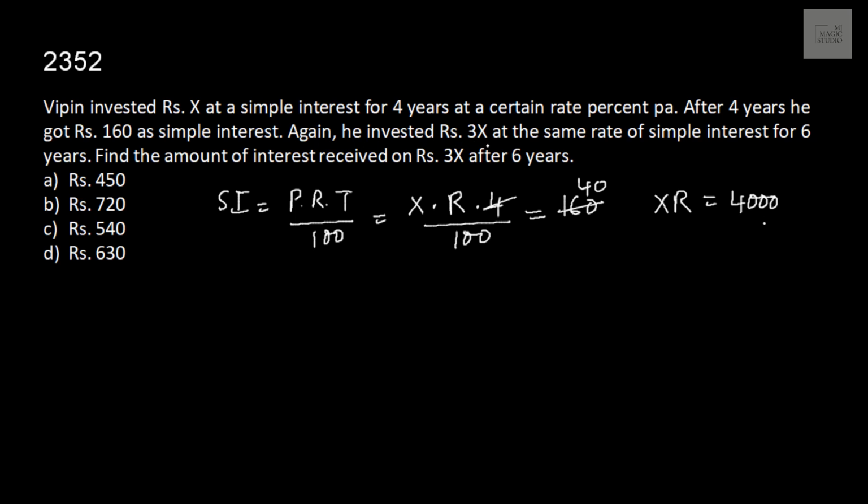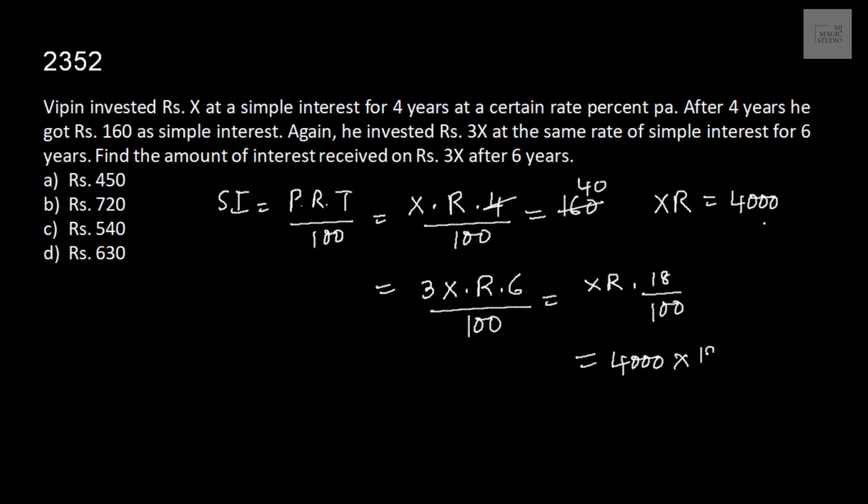Again, he invested rupees 3X at the same rate of simple interest for 6 years. Find the amount of interest received on rupees 3X after 6 years. We again use this formula. Here the principal is 3X, rate is R, time is 6 years, divided by 100. So that is XR into 18 by 100. The value of XR is 4000. 4000 into 18 by 100 will give 720. Yes, 720 rupees would be the interest that he would collect on rupees 3X after 6 years. That features in option B, and that is our answer.